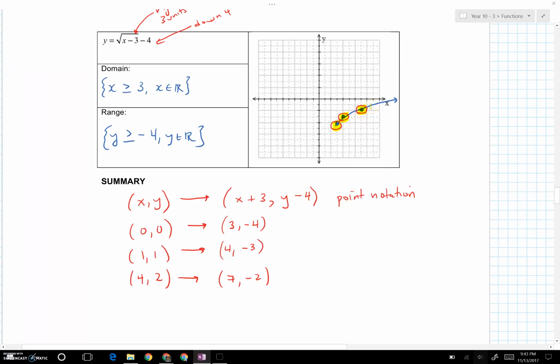So what I want you to do is I want you to take a moment. In that moment, I want you to sort of summarize what it is that we've just done and see how it is related to the point notation and the transformations that we did for a generic function. Then we will move on to the next type of function.